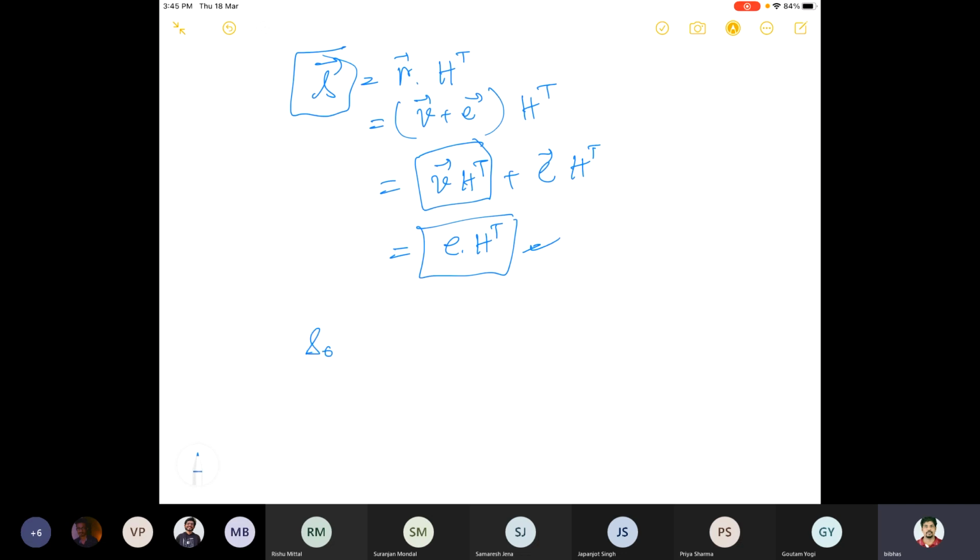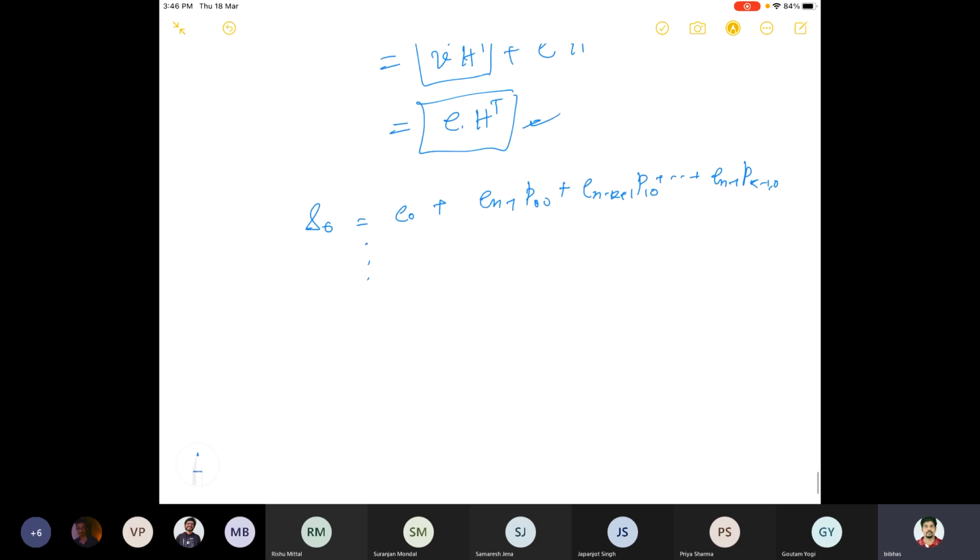S naught we know. So S naught will be E naught plus E n minus 1 times P00, plus E n minus K plus 1 times P10, plus dot dot dot, plus E n minus 1 times P k minus 1, 0. If you keep on doing that, you get S n minus K minus 1 equal to E n minus K minus 1 plus dot dot dot, plus E n minus 1 times P k minus 1, n minus K minus 1. So this is just a linear system.